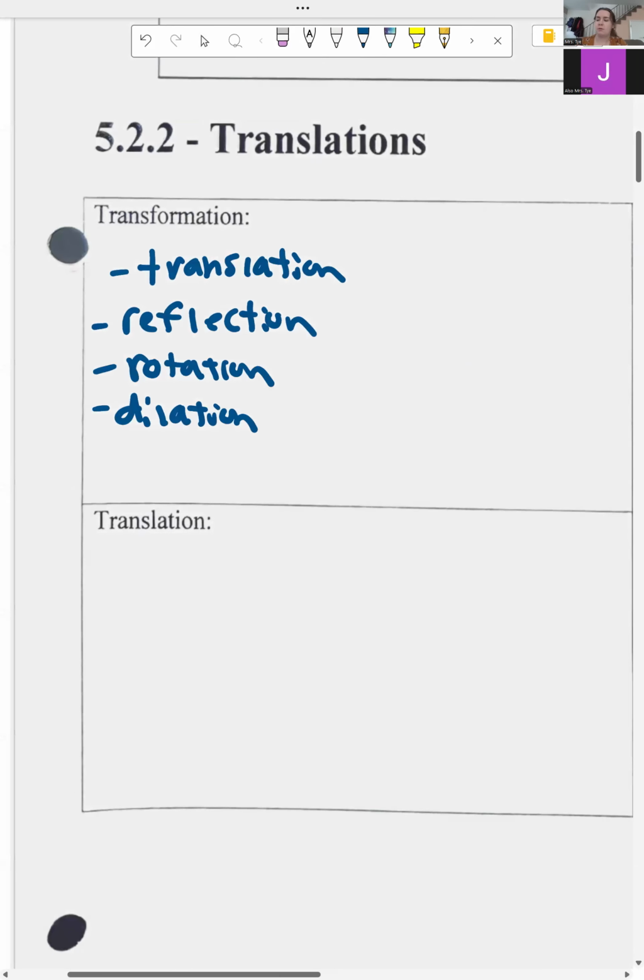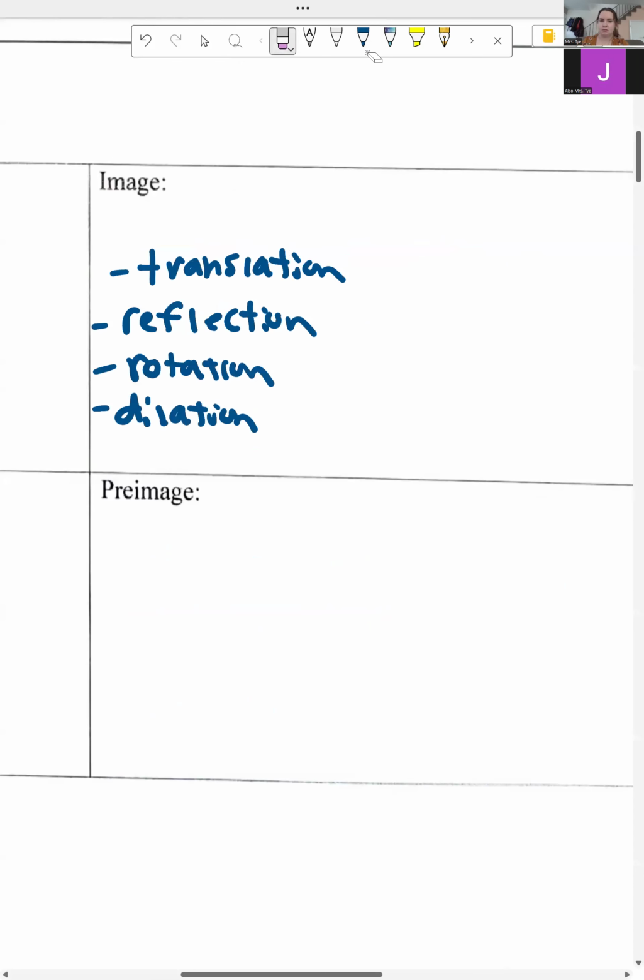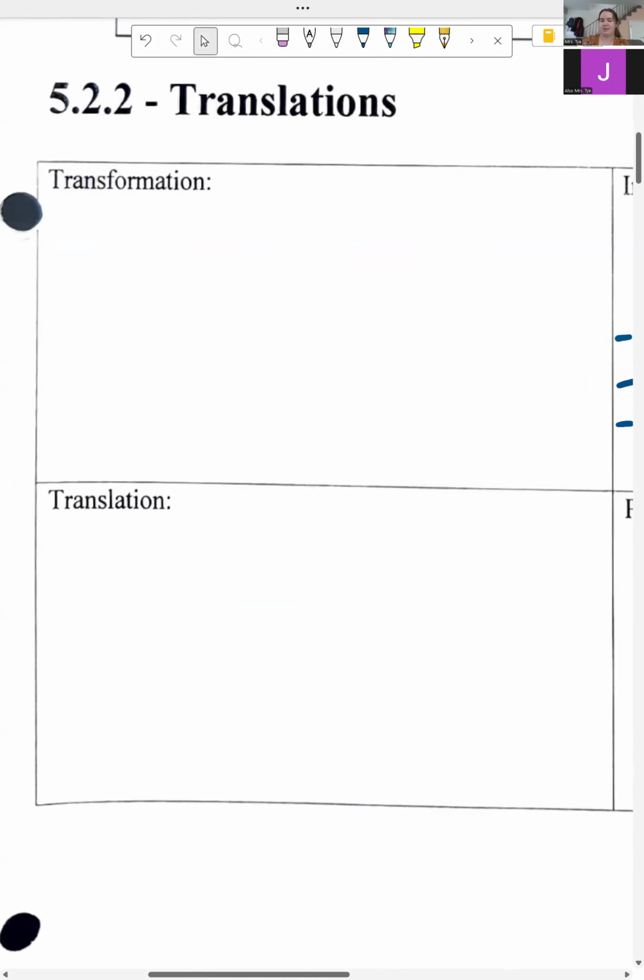So a translation is when we move. I don't even know what just happened. Hopefully you wrote that down. We're moving on to translation.